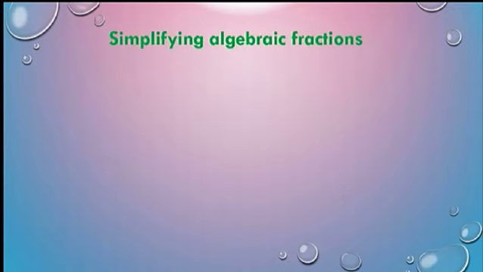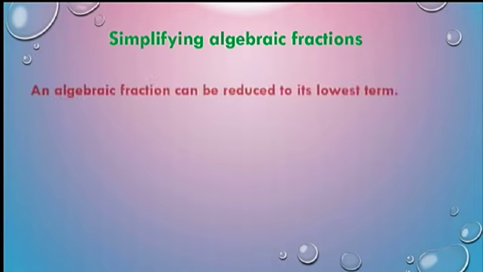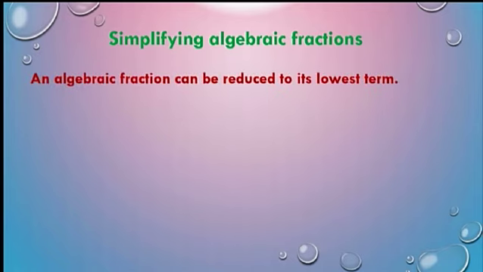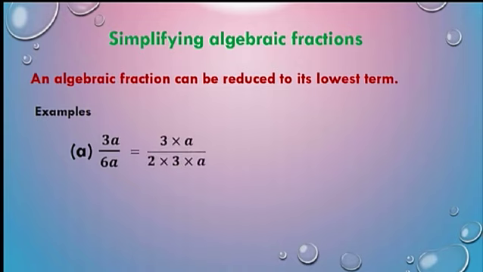Let's see how to simplify algebraic fractions. First, let's see how an algebraic fraction can be reduced to its lowest term. Suppose we have 3a over 6a. To reduce this fraction to its lowest term, first we write both the numerator and the denominator in expanded form. Then we see what are the common terms that are cancelled. So we end up with 1 over 2.